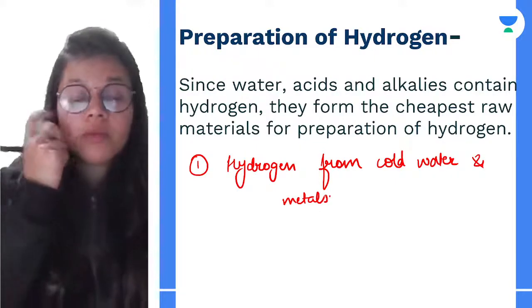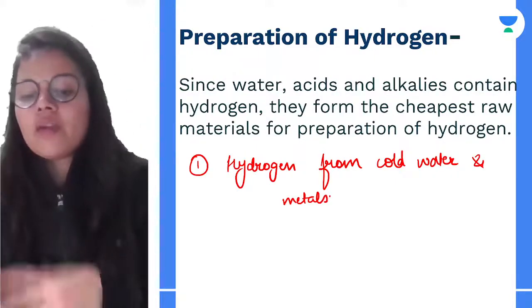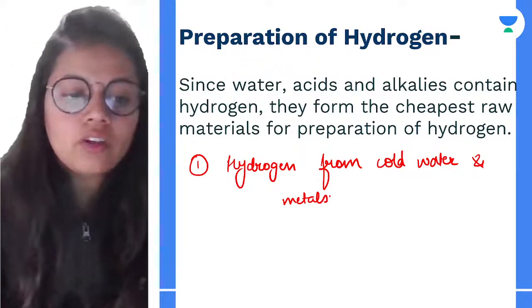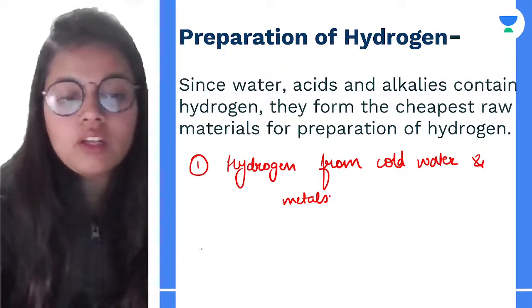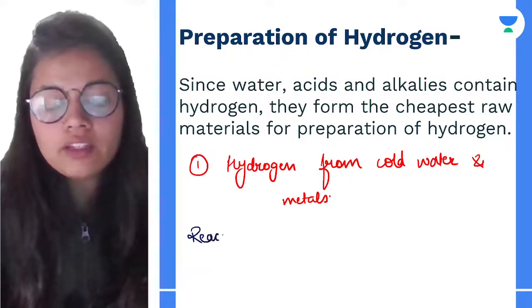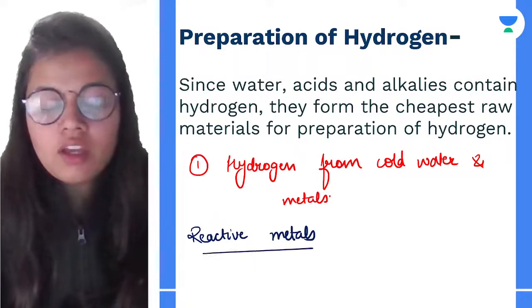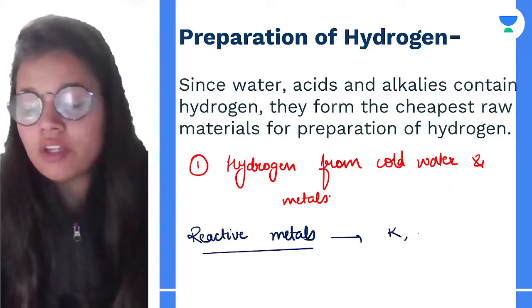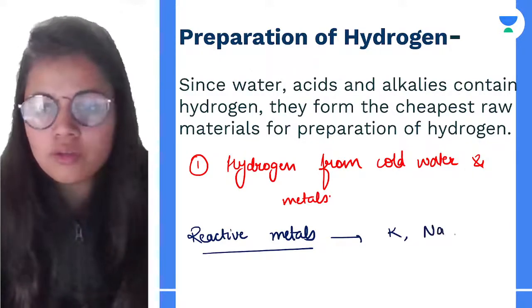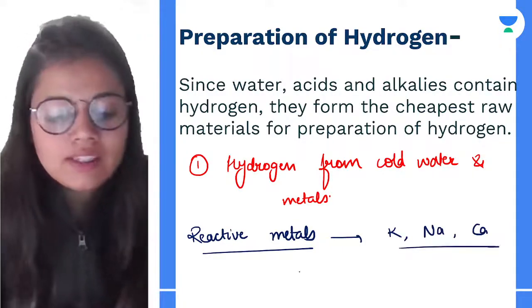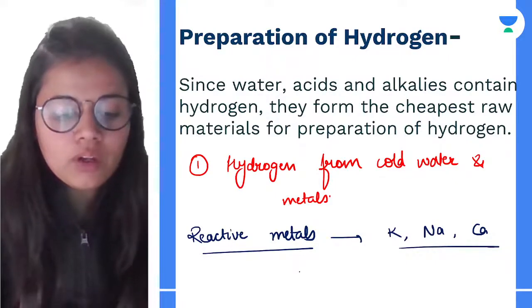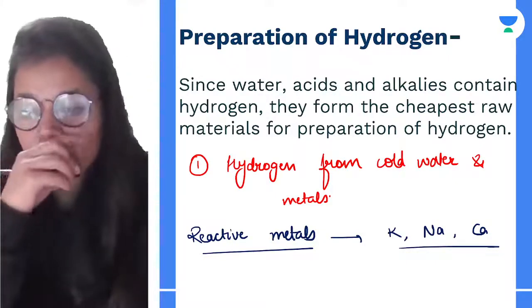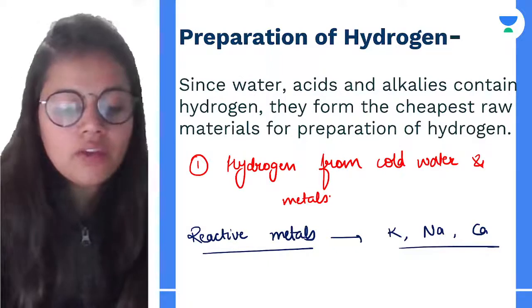Now, if I talk about cold water, which type of metals react with cold water to give hydrogen? These are the reactive metals. For example, we have potassium, sodium and calcium. These can react with cold water, and they will form the hydroxide and hydrogen will be evolved.